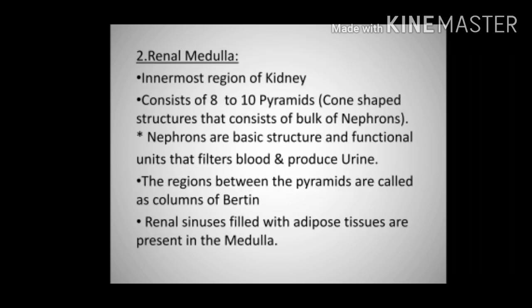Renal medulla. It is the innermost region of kidney. It consists of 8 to 10 pyramids. Pyramids are cone-shaped structures that consist of the bulk of nephrons. Nephrons are basic structural and functional units that filter blood and produce urine. The region between the pyramids is called the columns of Bertin. Renal sinuses filled with adipose tissue are present in the medulla.